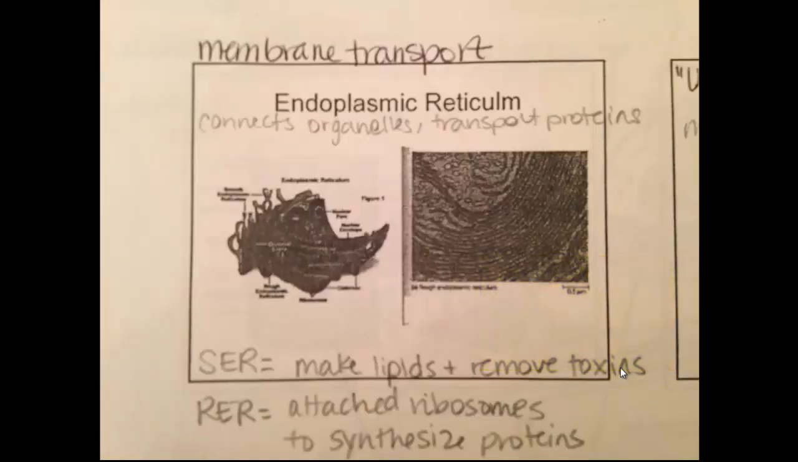The endoplasmic reticulum is going to be a membrane transport system. It connects organelles and helps to transport the proteins. It just looks like this whole bunch of little lines here, like a kind of makeshift railroad or tram system. We have two types. The smooth ER is what's going to make lipids and remove toxins. The rough endoplasmic reticulum has ribosomes attached, and we know that the ribosomes are going to create the proteins.